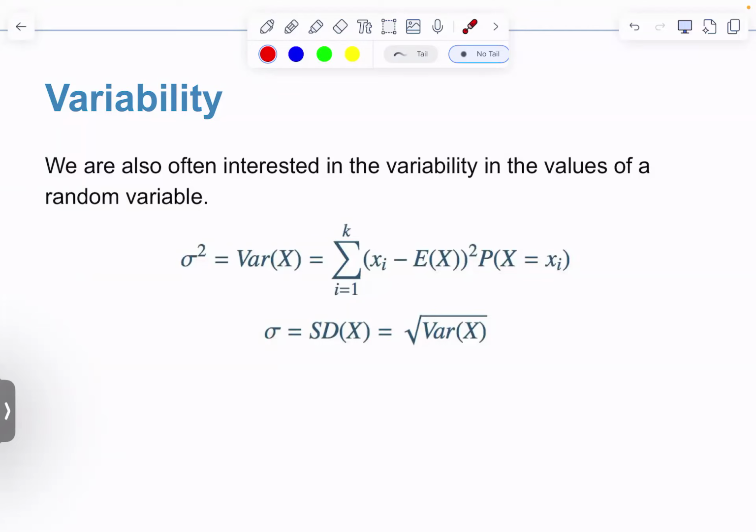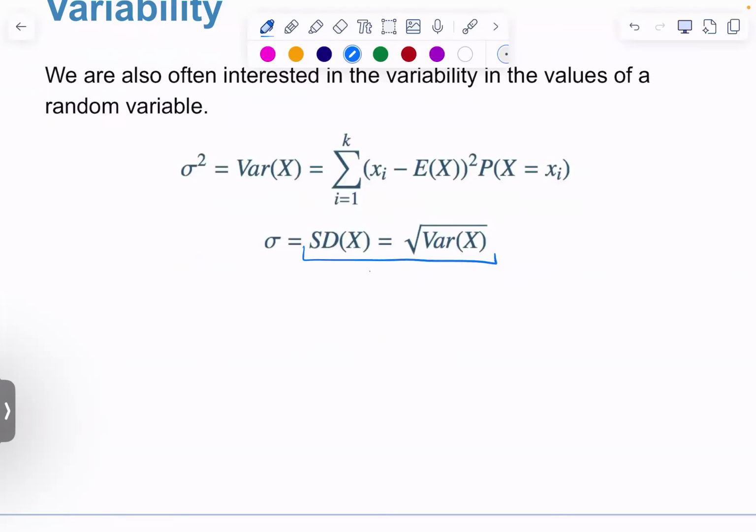Just to finish talking about this blurb, sigma is the standard deviation of x, which is still going to be the square root of the variance of x. In this case, we don't really use the square root of the sum of the x minus E of x squared times p of x squared. You just find the variance first and then take the square root. So here, find the variance of x first, then take the square root.